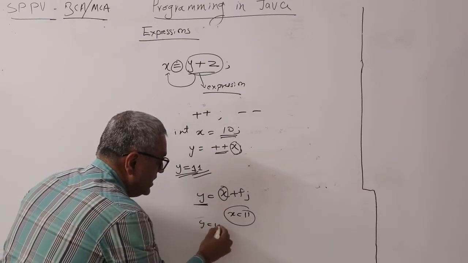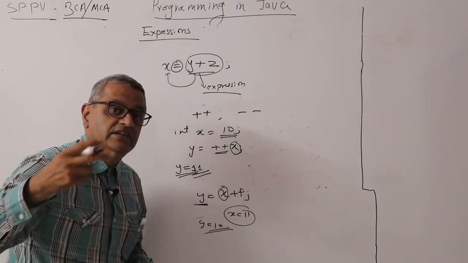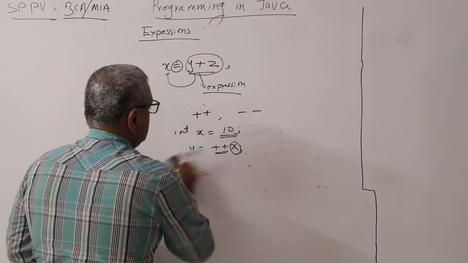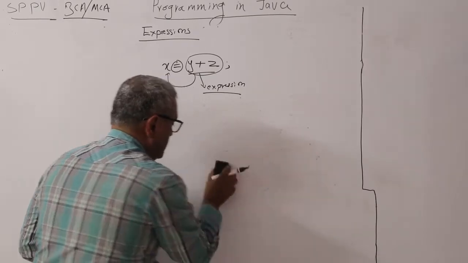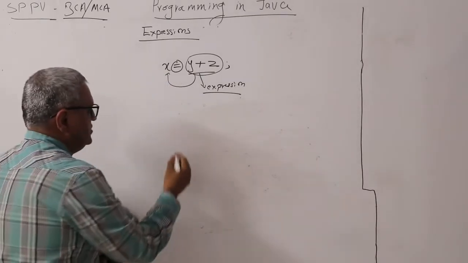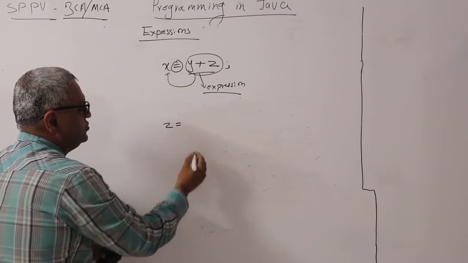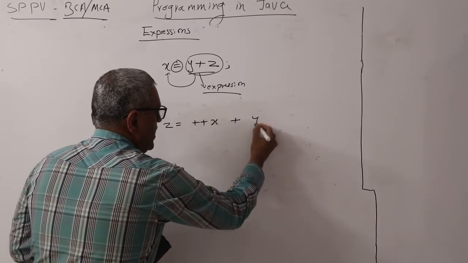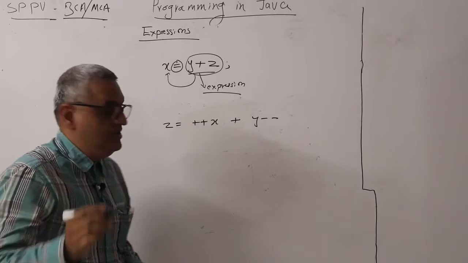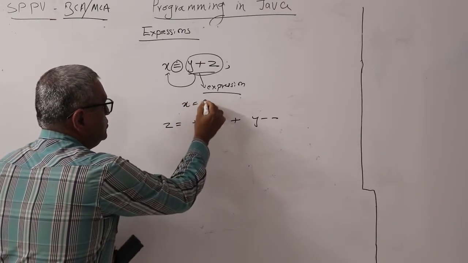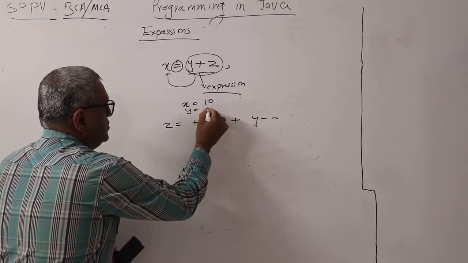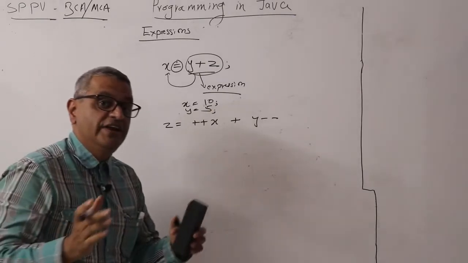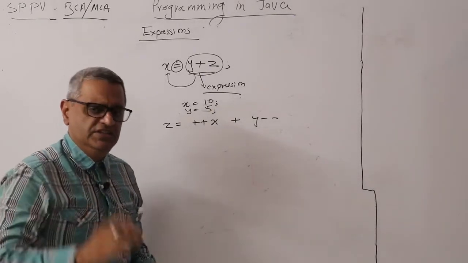So y gets assigned to 10 and then x gets incremented by 1. Okay, so let us quickly see another complex example. If I have an expression z equals ++x plus y--, and here my x is equal to 10 and y is equal to 5. Let us try to see how we can evaluate this expression, and it's very interesting.